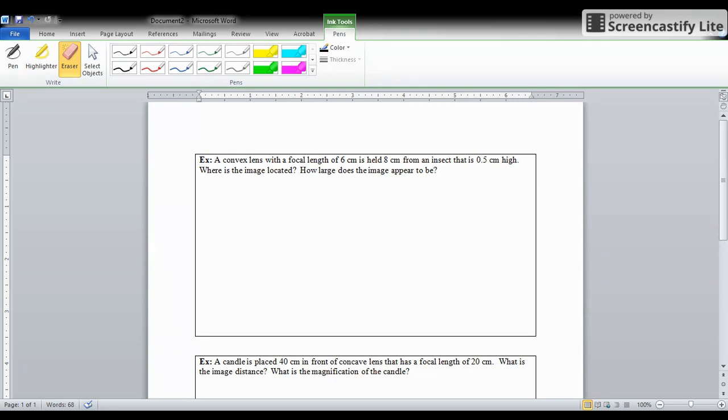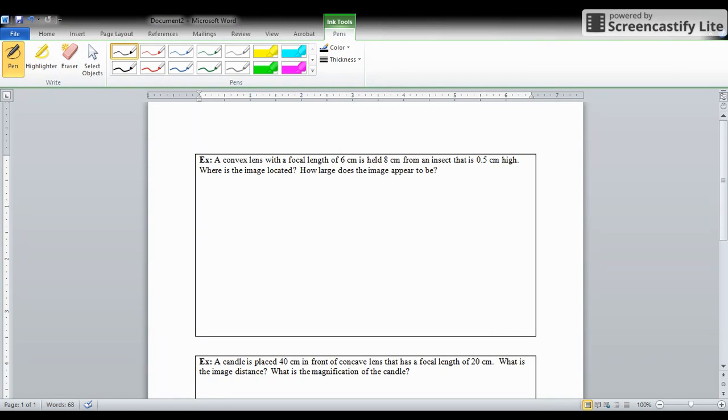Okay, so let's practice a couple of lens equation problems. The first one says a convex lens with a focal length of 6 centimeters is held 8 centimeters from an insect that is 0.5 centimeters high. Where is the image located and how large does the image appear to be?